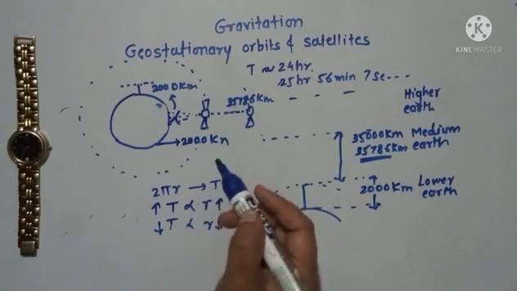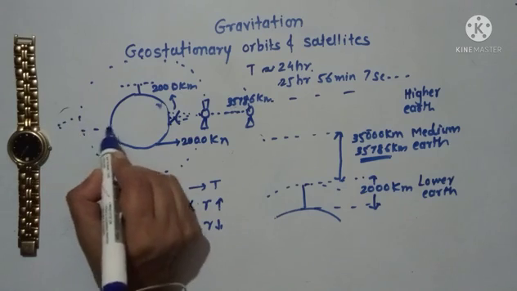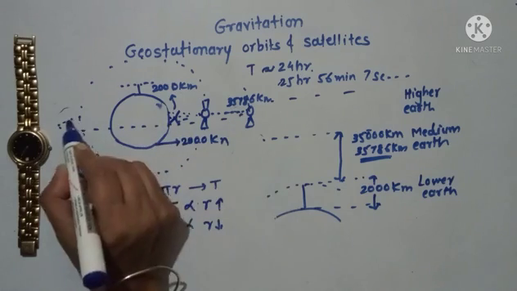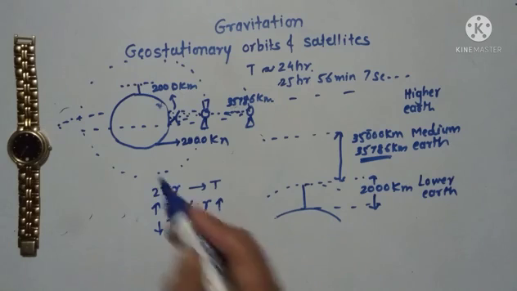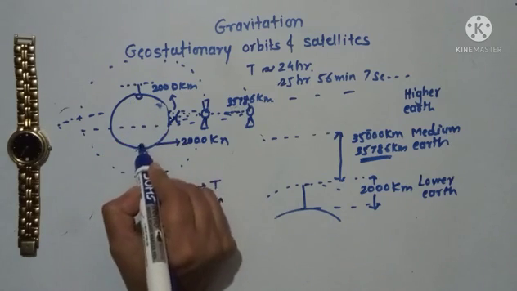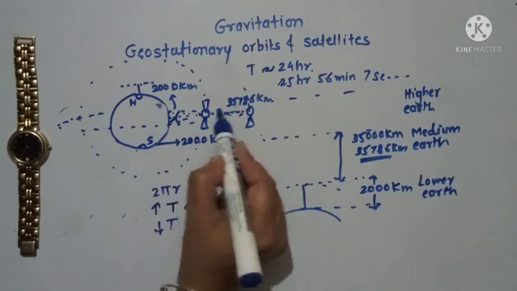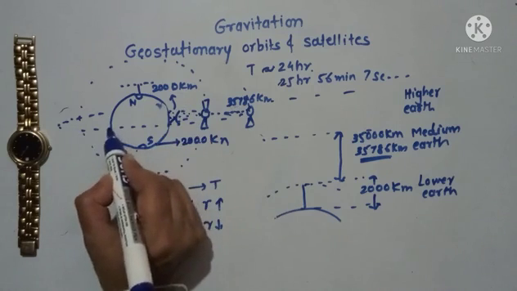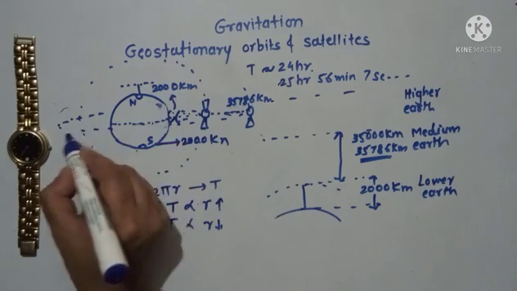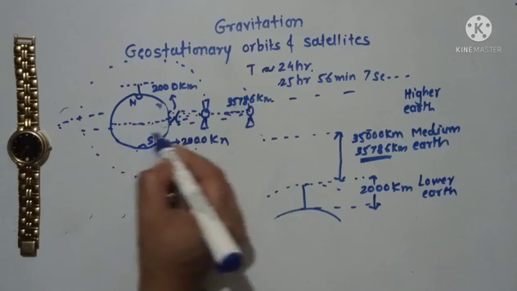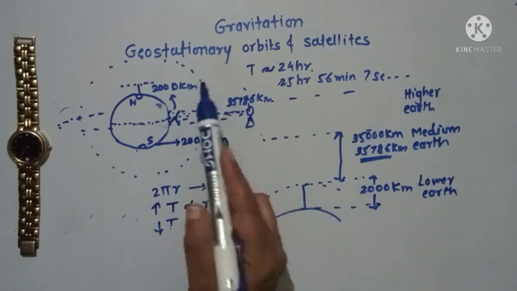Now these geostationary satellites are exactly on the equator of the earth. We know that the imaginary line passes through the center of the earth. If these are the poles, this is the north pole and this is the south pole, so we can call this the equator of the earth. This is the imaginary line passing through the center of the earth. The geostationary satellites are always in the equatorial plane. So these are called geostationary satellites.